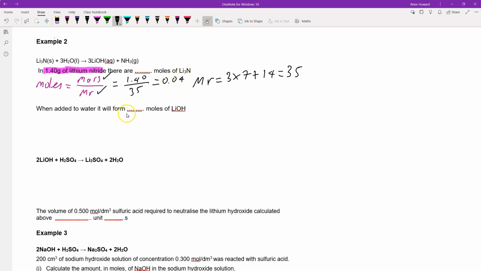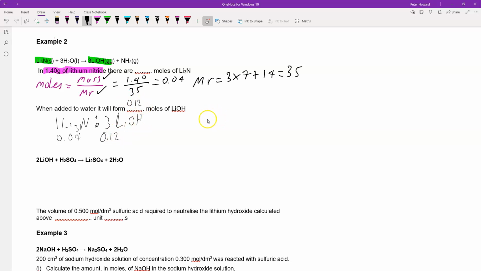Now the next thing is when it says it's added to water, it forms how many moles of lithium hydroxide. Again, if we look at our equation, here's lithium nitride and here's lithium hydroxide. So if we have 1 lithium nitride, it will form 3 moles of lithium hydroxide. So you have 0.04 moles of this, it will form 0.12 moles of lithium hydroxide, so 0.12.